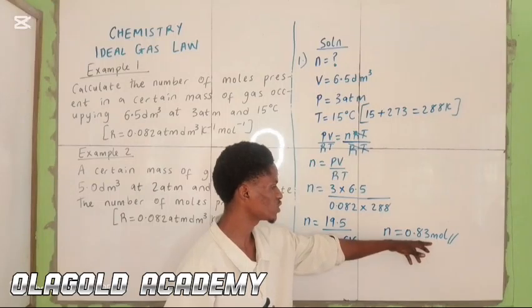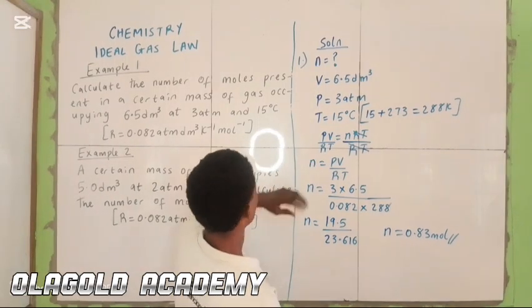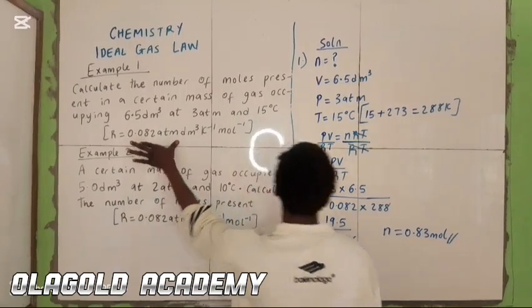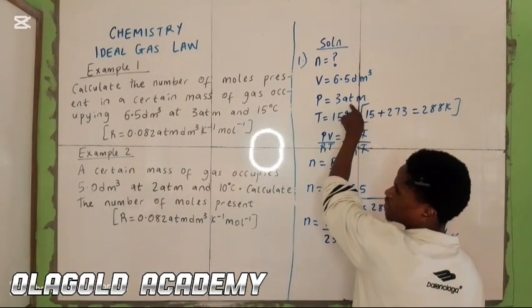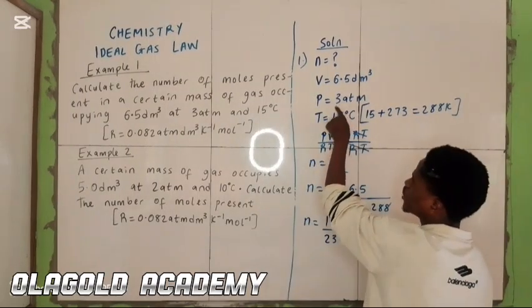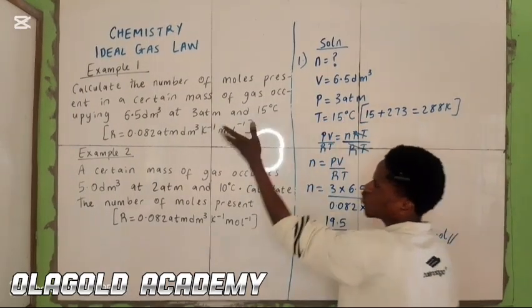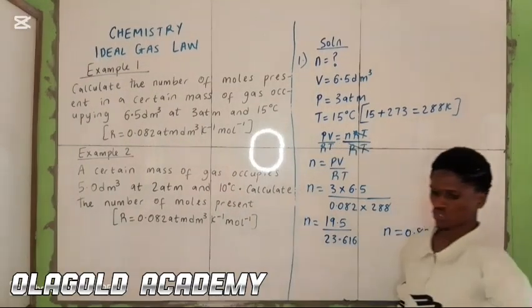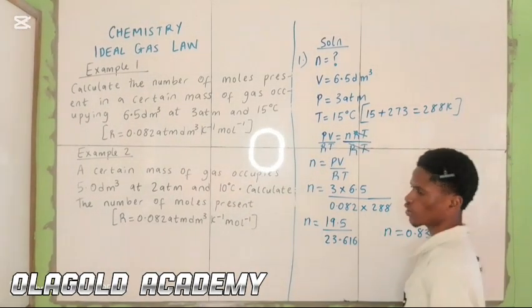Remember, I use this value because my pressure is given in atmosphere. If I'm given my pressure in millimeter mercury, I will have to do some conversion here. Alright, let's proceed. Number 2 now.